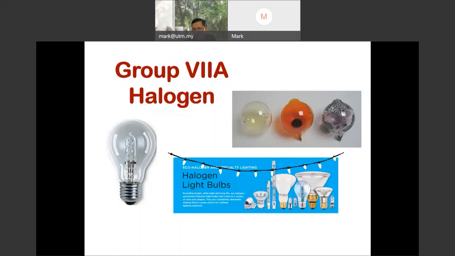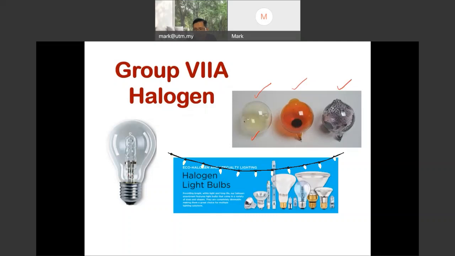Okay, let's carry on with our lesson today. For group 17, it is the halogens. As you can see here, these are some of the colors of our halogens. You have chlorine, bromine, iodine. If you look at the physical states, chlorine is a gas at room temperature. It is in gas phase.